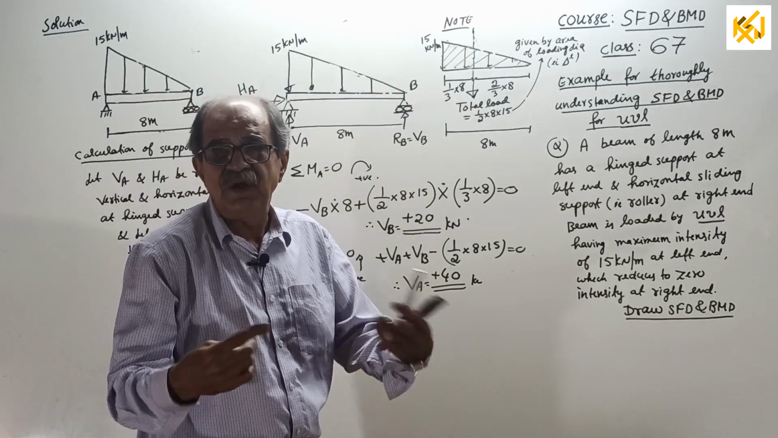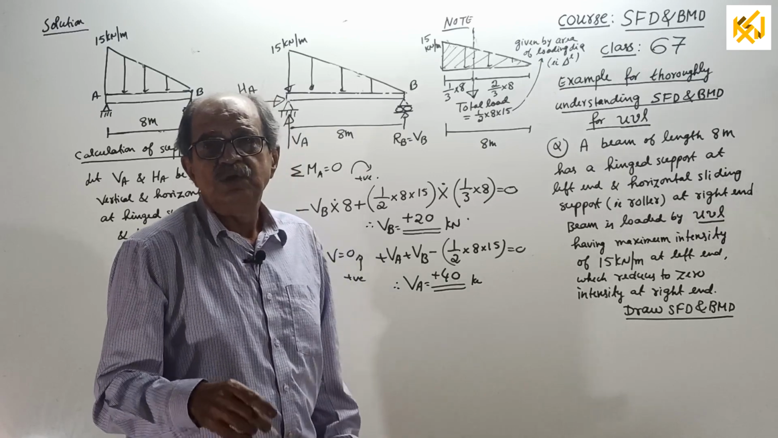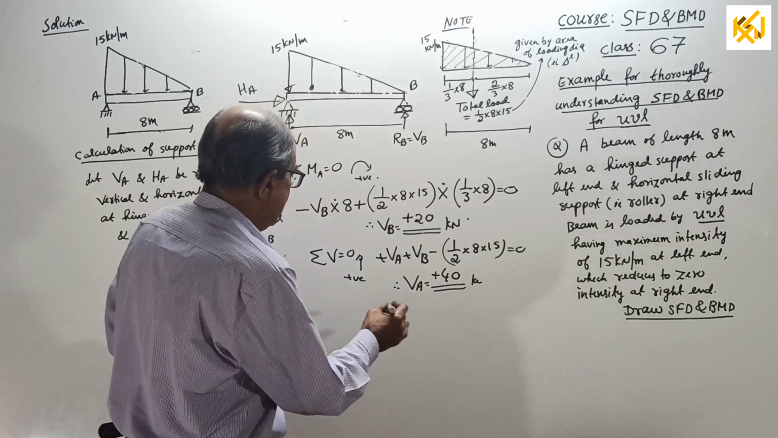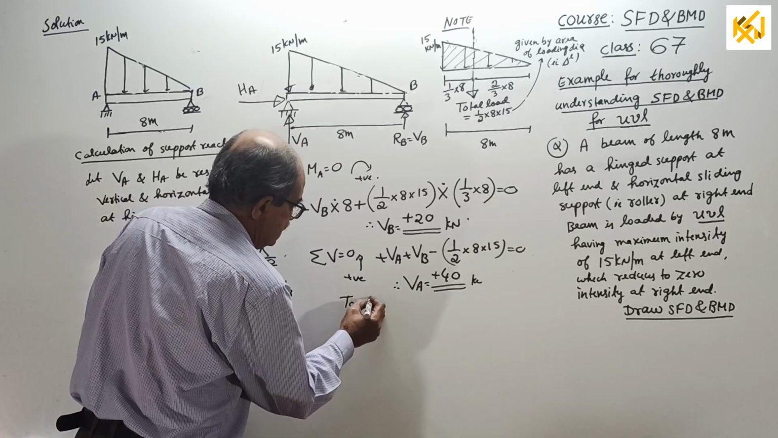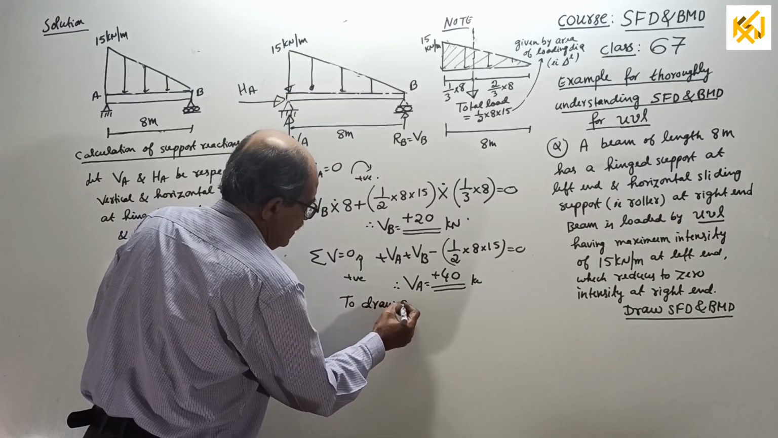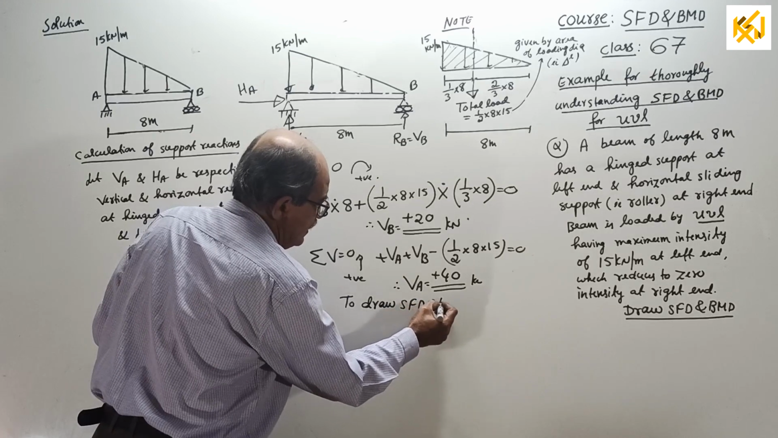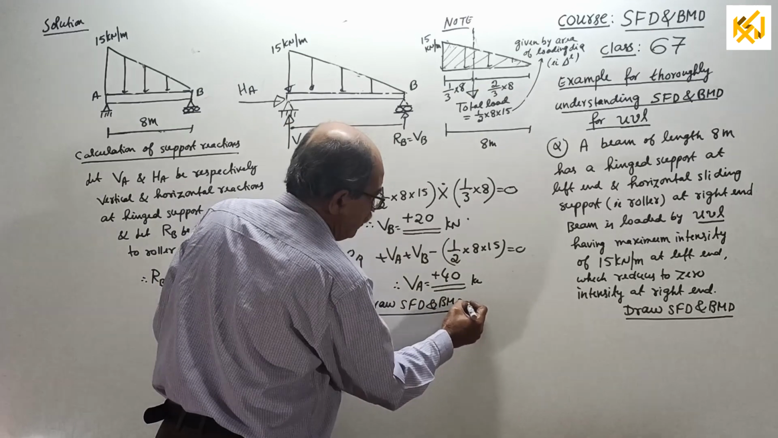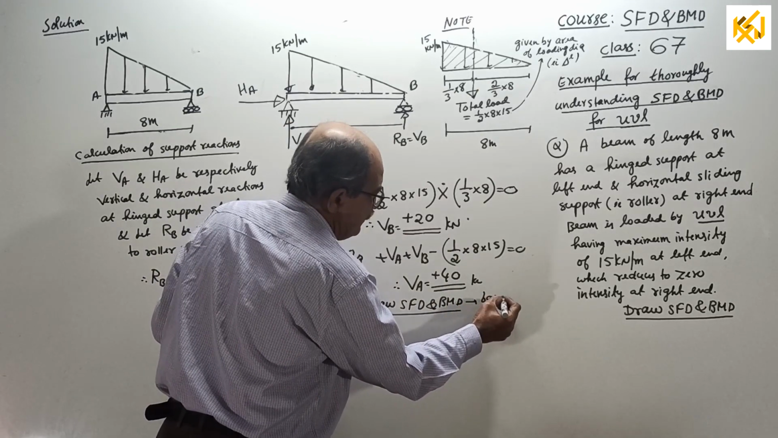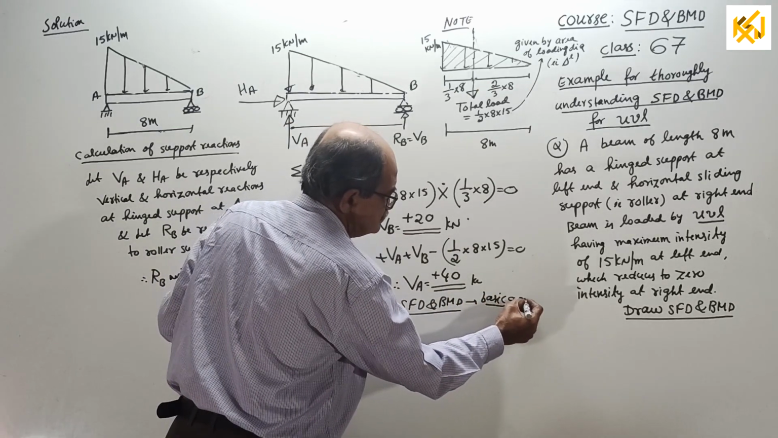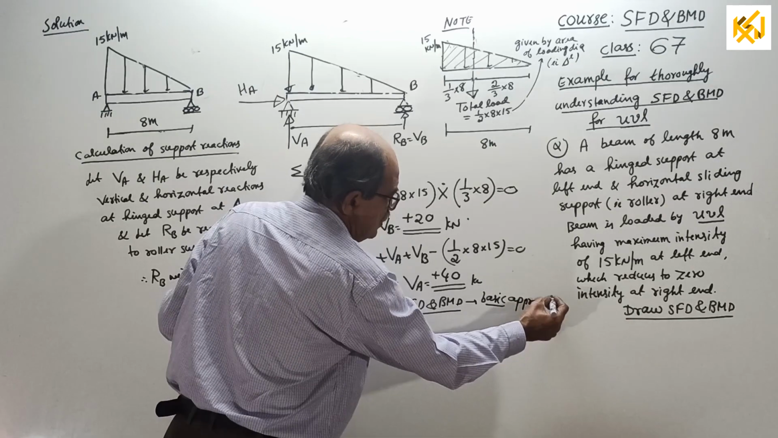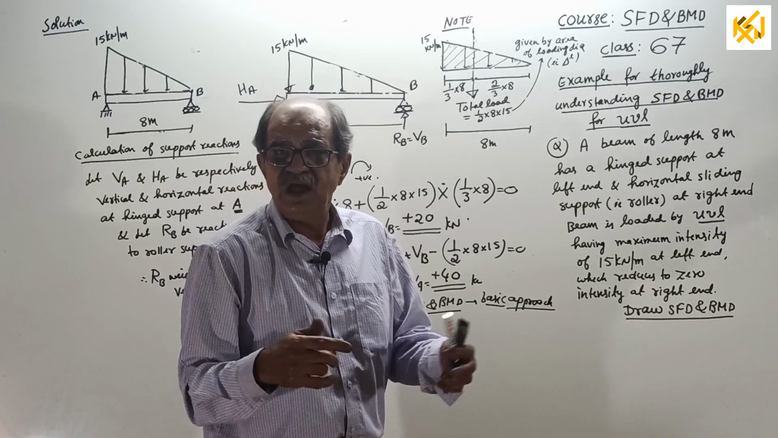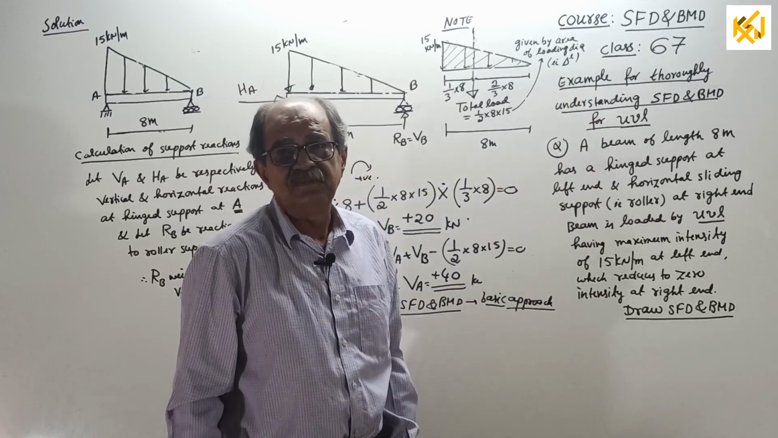Now you go to the derivation. Now I will go for solution 1. I will start now to draw SFD and BMD. Remember, by the basic approach, that is, we have to even prove how the variation is. The shortcut I will tell in the next class, class number 68.